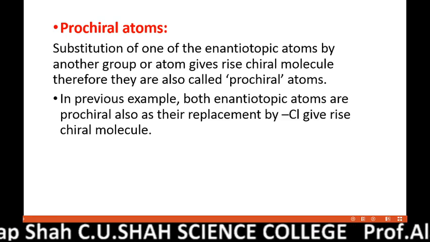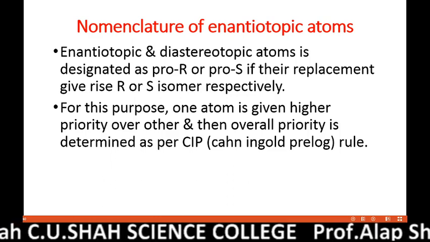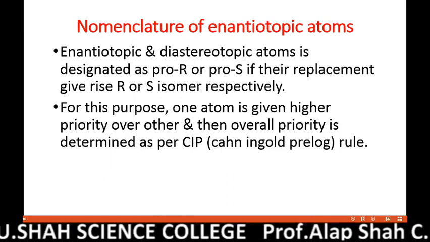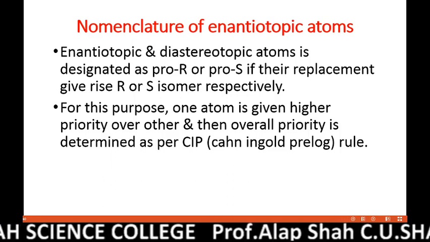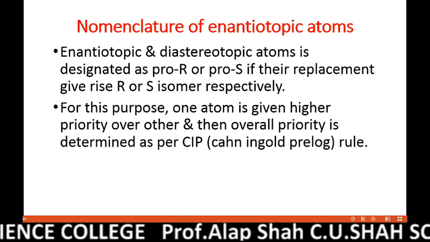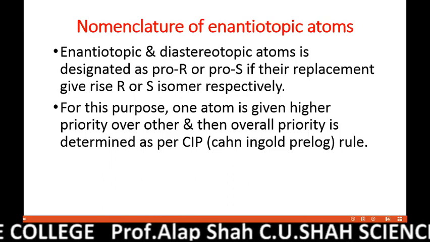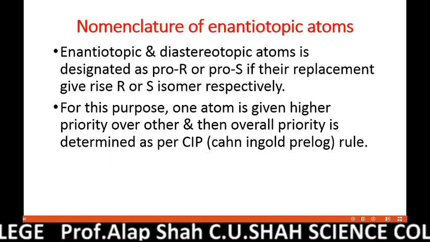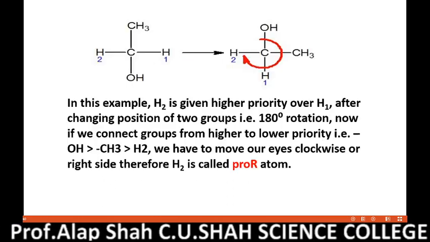are called prochiral atoms. Now prochiral atoms can be designated or named as pro-R or pro-S. So let me remind you, in the first year of college chemistry, you were taught about RS nomenclature for configuration determination. So here also, these prochiral atoms or groups can be designated as pro-R and pro-S. Let me show you how we are doing this.